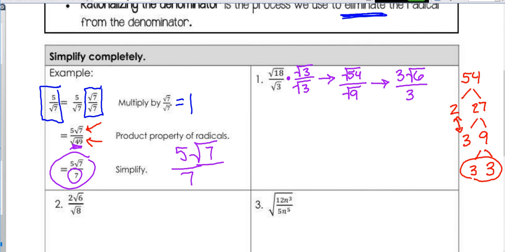For this problem, I've taken the radical out of the denominator. I've simplified as far as I can go as far as the radical goes, but now I need to be looking at my fraction. I have a 3 in the numerator and denominator, so those both simplify to 1. They are essentially no longer needed in the problem, and my final answer is just the square root of 6.